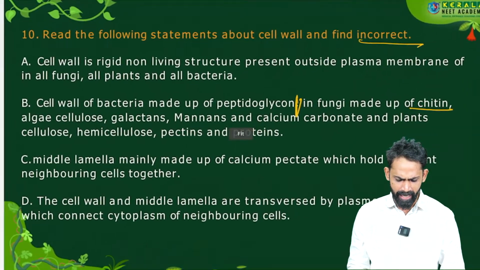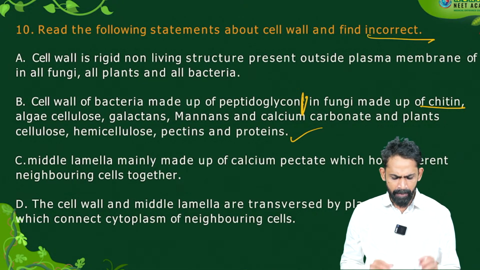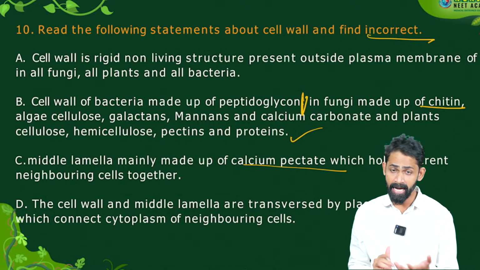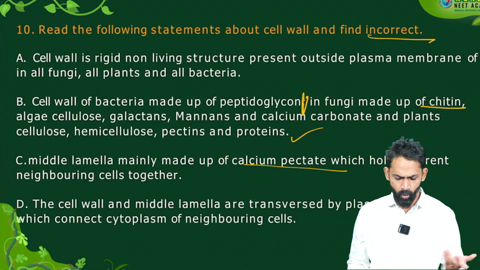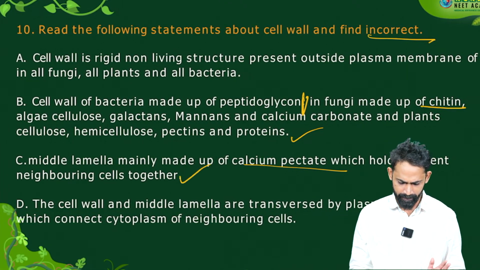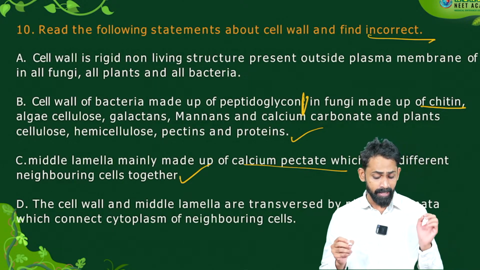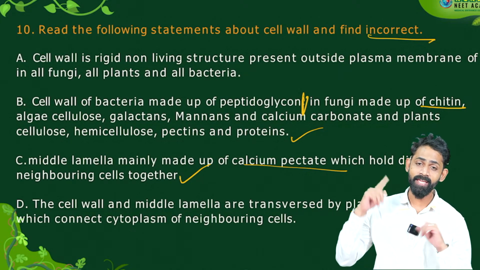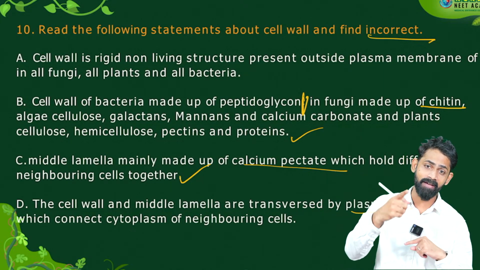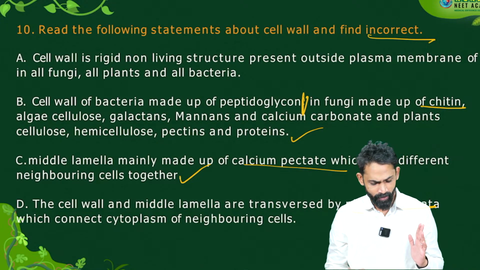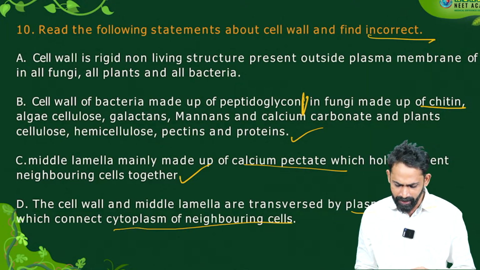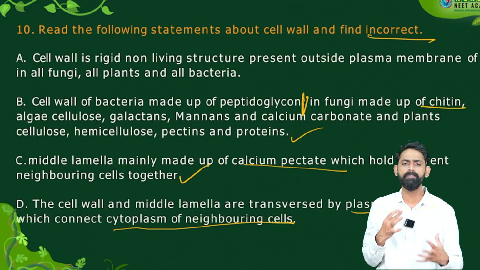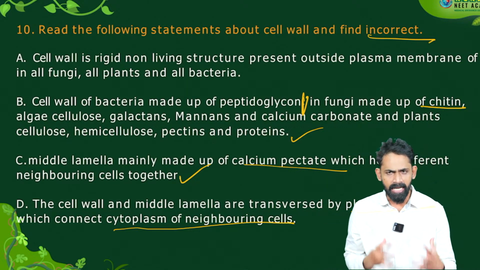The next one is the middle lamella, which is made up of calcium pectate. Correct. It holds the cells together. The cell wall and middle lamellae are traversed by the plasmodesmata. That is equal to the gap junctions in animals, which are responsible for the connection of the cytoplasm of neighboring cells. Indirectly, this is responsible for communication among the neighboring cells.